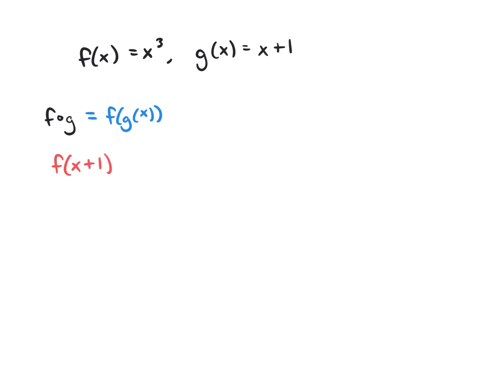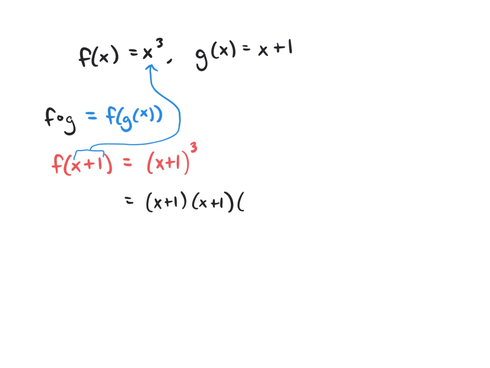What do I do with that f of x plus 1? Yep, we're going to plug this x plus 1 into our f function. So this turns into x plus 1. Right, it's x plus 1 to the third, but you're on the simplifying step now. What does this mean? It's itself 3 times. So this turns into x plus 1 times x plus 1 times x plus 1.